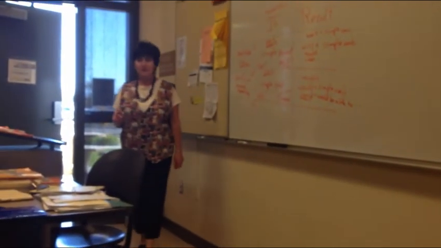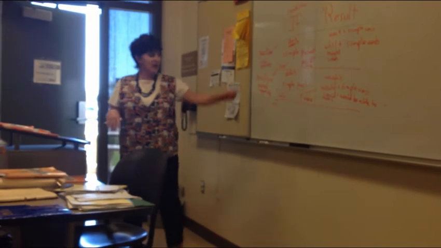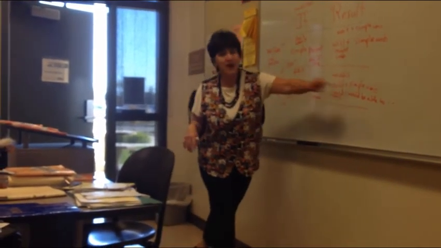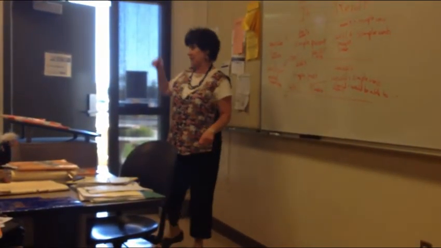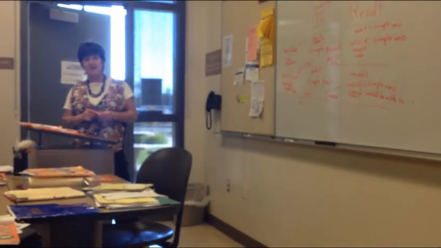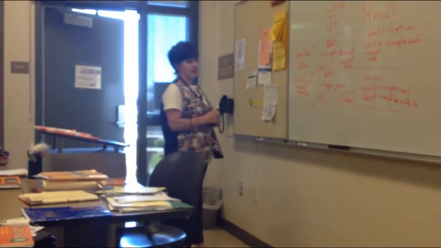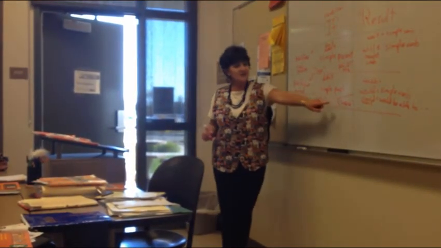If I won the lottery, I would buy a house. Perfect. She's thinking about the future. If I won the lottery, I would buy a house. Good. If I won the lottery, I could buy a house. I would be able to buy a house. Okay, give me an example of this one.